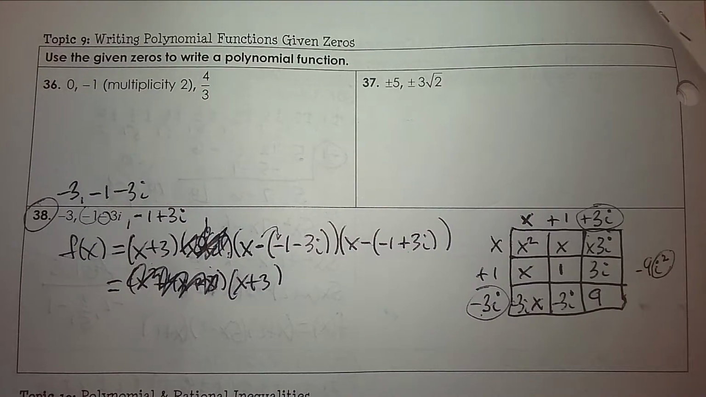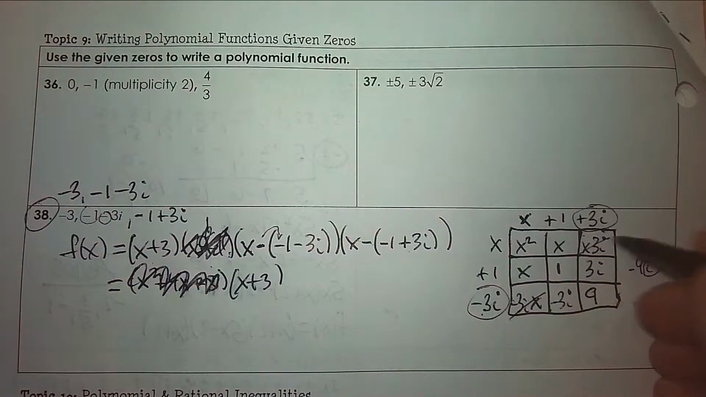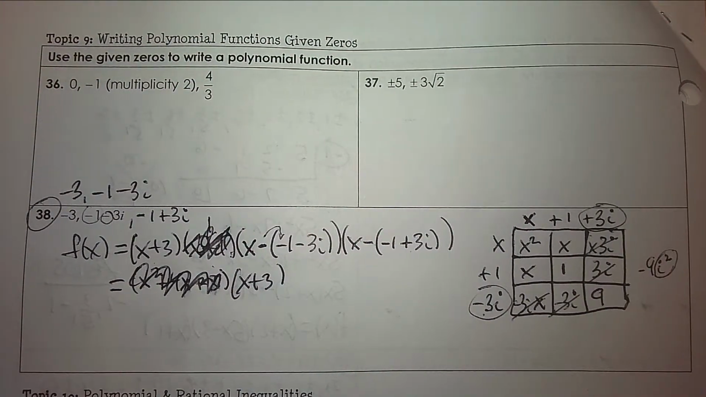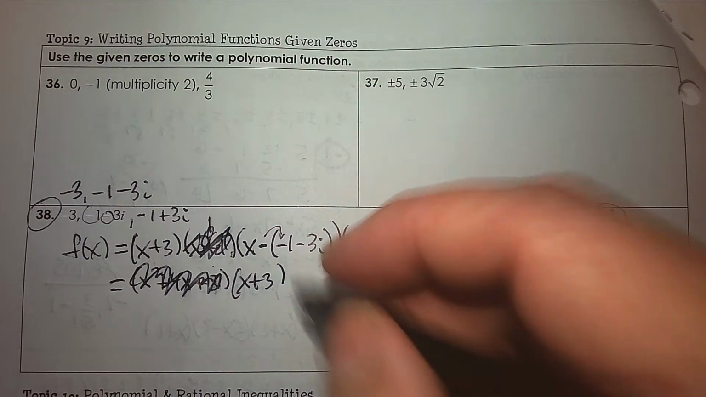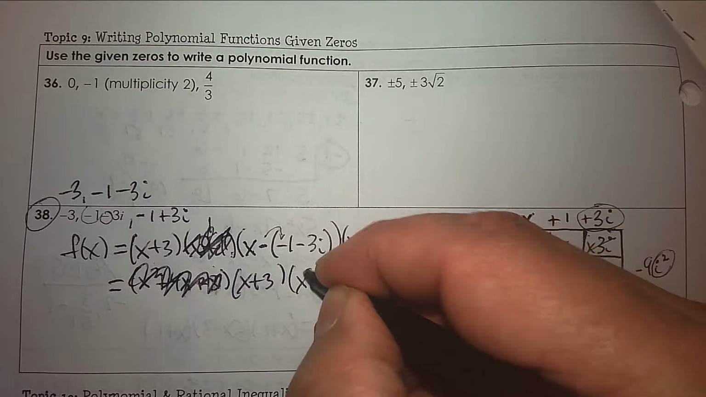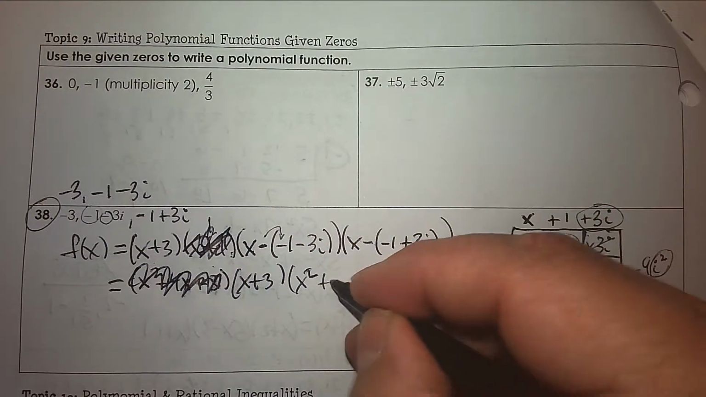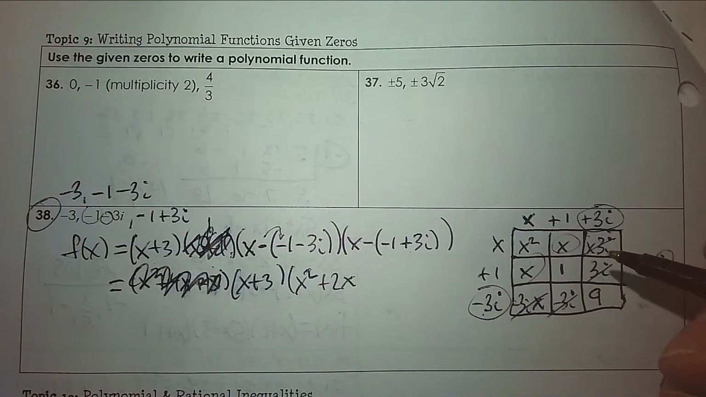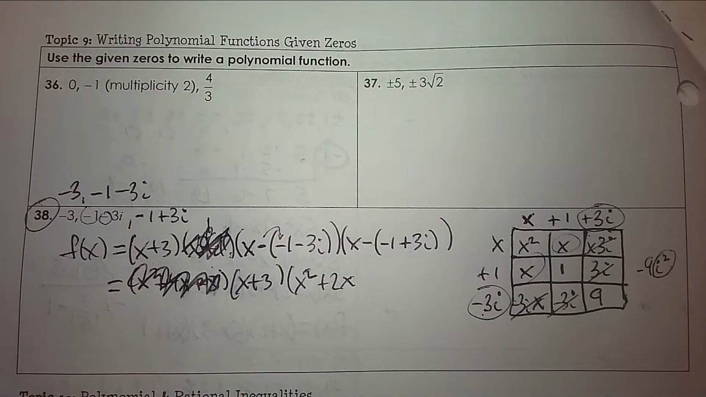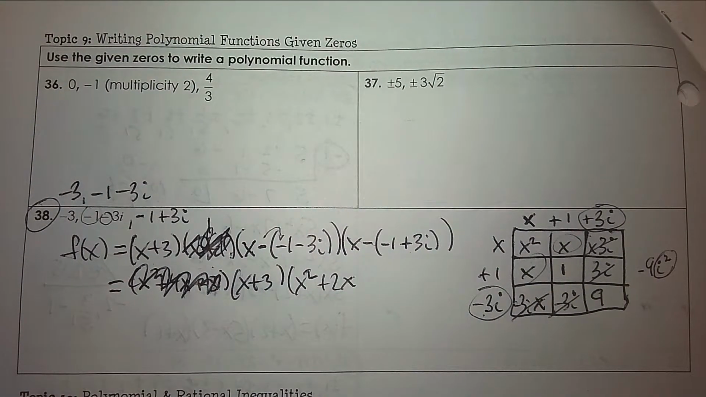Now, the good news is, guess what crosses out, right? All the ugliness crosses out. No more i's. So what I'm left with is x squared, and then how many x's? 2x. And then what's the number there at the end? 10, right? 1 plus 9.